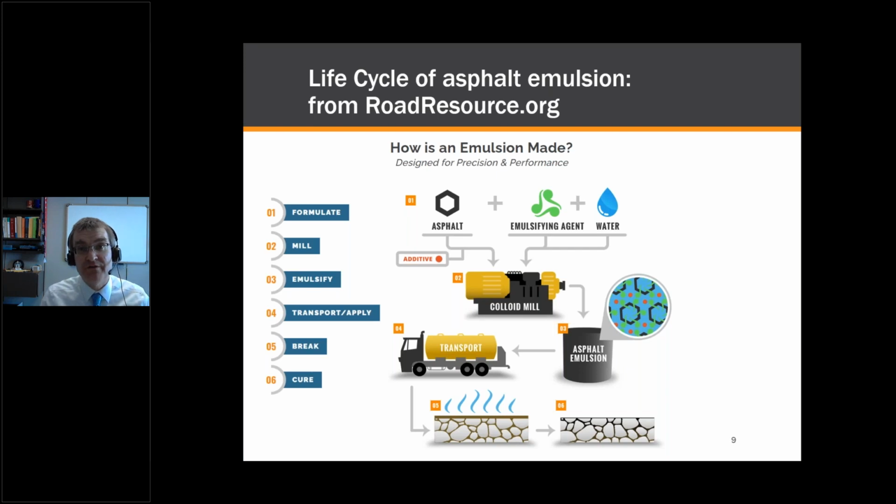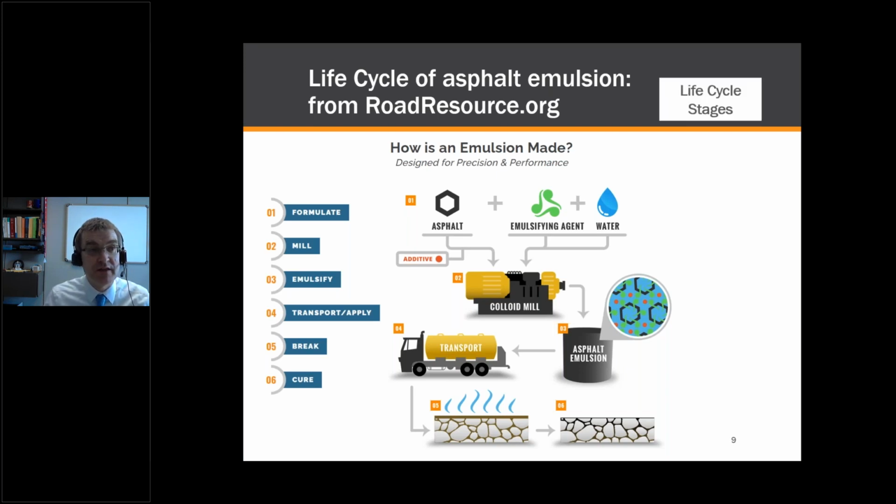Well, this is a great figure of the life cycle of asphalt emulsions, and this is from roadresource.org. And so you can see on the left there, you have 6 different stages of an asphalt emulsion performance, and then you kind of have a graphical representation of each one of those 6 stages as well. And so what I'd like to do is tie these 6 stages from roadresource.org to the life cycle stages I defined and we've been talking about in this presentation so far.